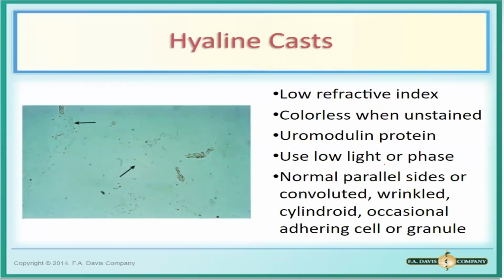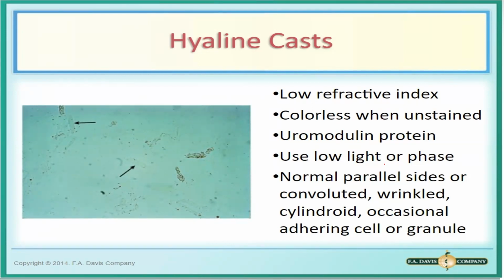You have different types of casts. First, we have hyaline casts. Hyaline cast yung pinakamahirap identify, pinakamahirap makita under the microscope, because it has a low refractive index, it is colorless. It's composed of uromodulin protein. Hyaline cast is the most frequently seen. Normal natin is 0 to 2 per high power field.